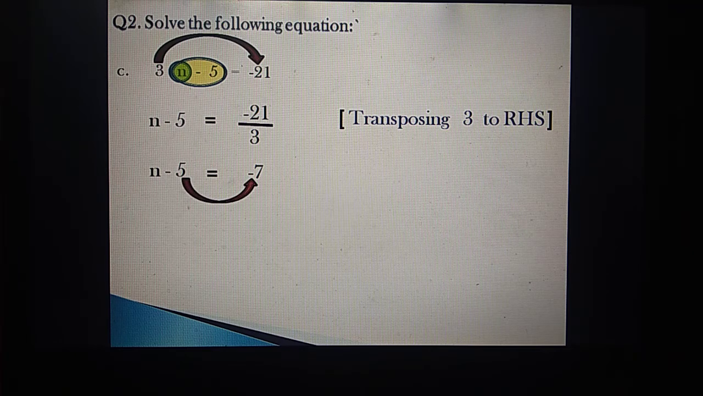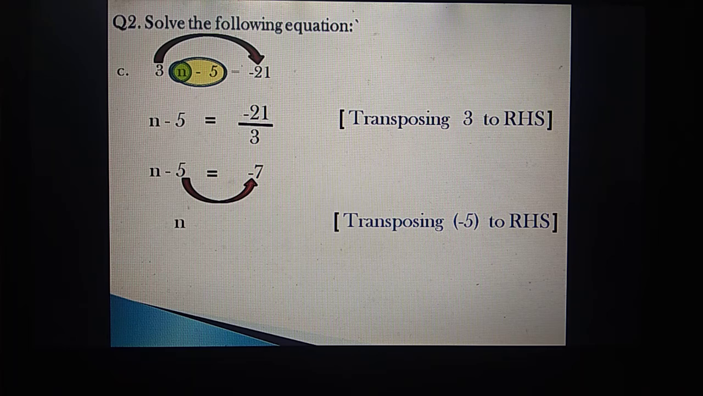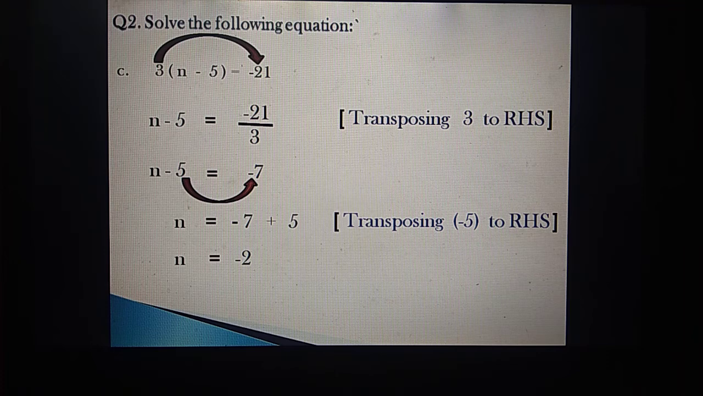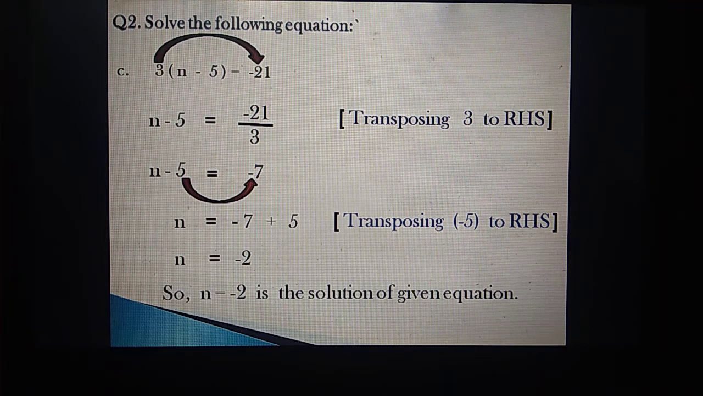Now in the outermost it's minus 5. So transposing minus 5, this minus 5 will become plus 5. Now when you solve the right hand side, you will see one is negative, one is positive. Different signs mean subtract the two values. When you subtract, put the sign of the greater value. So you will get minus 2 as your final answer. Only the variable is present on the left hand side, so this is your answer now.